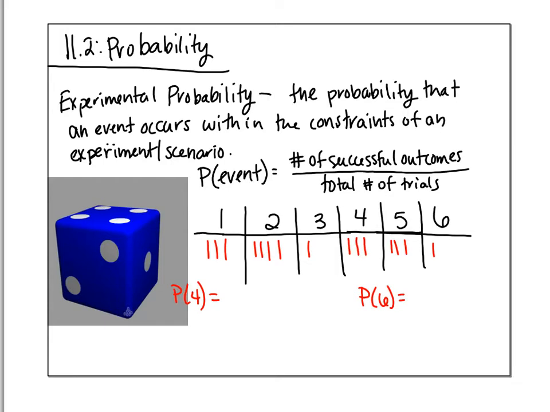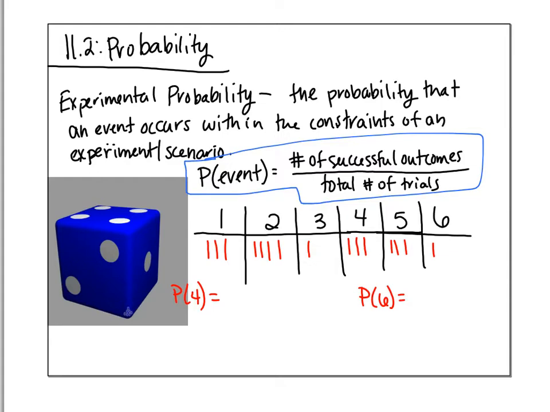For these probabilities, if you look right here, what we want to set up is the number of successful outcomes over the total number of trials. With probability, you always want to make sure you're putting the total on the bottom. So what I had done here in the past is I had run a simulation with this die where I rolled it, and I had tallied up how many times we got each number.